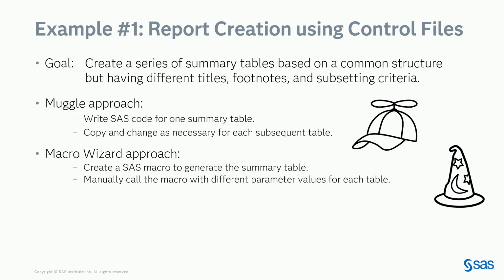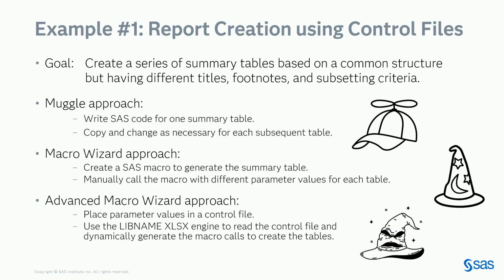However, this still has a degree of hard coding because all the values are essentially hard coded into the parameters. So we're going to go a step further to our advanced macro wizard approach, and we're going to place those parameter values into a control file to get them out of our code entirely. And that's where we're going to use the LIBNAME statement that Professor Watson just described so that we can create code that doesn't have to be changed. The only thing we change is our control file, and we just run our code again.